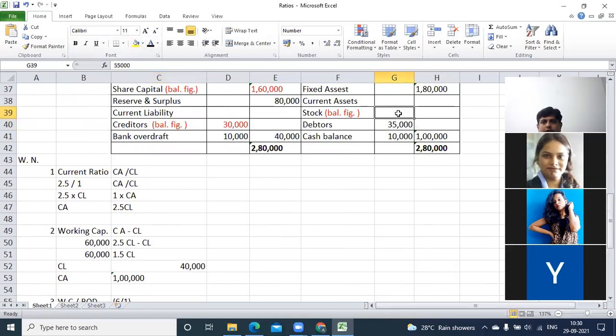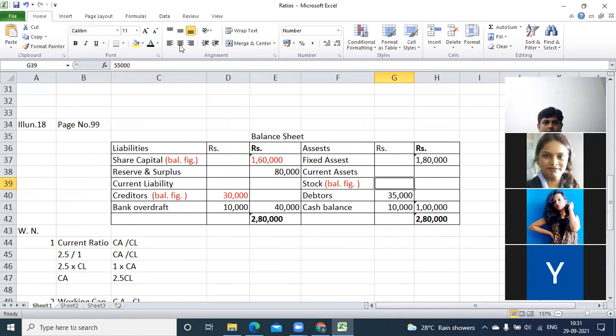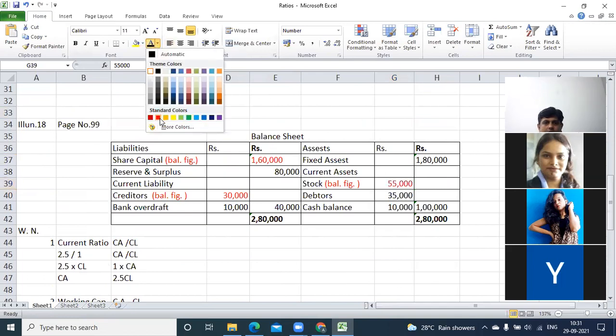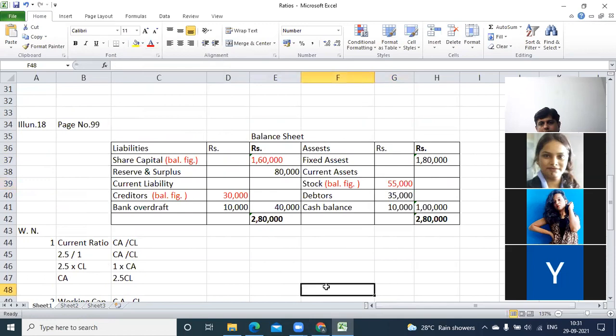Then what is the value of stock? 1 lakh minus 10,000 minus 35,000. Yes or no? 55,000. Sir, 55,000. हो गया आपका पूरा वैल्यू.